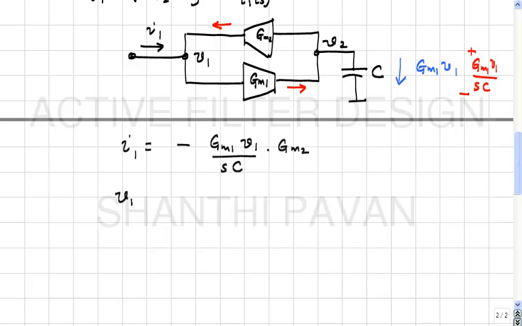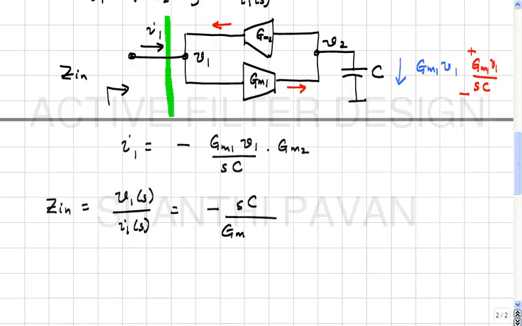what is V1 of S by I1 of S? What is the input impedance? Zin is nothing but, come on people, look carefully, minus SC by GM1 GM2, okay, all right.